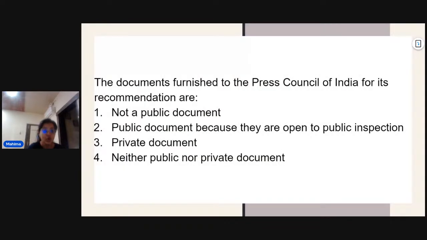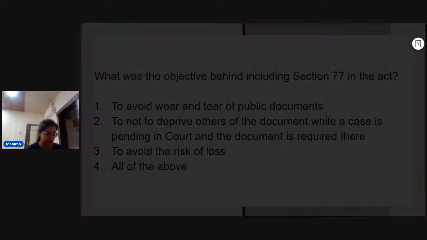Guys, from here you should eliminate two options on your own. Use elimination method in such questions. Not a public document and private document are meaning the same thing. So first and third are eliminated anyway. Even if you did not know it, you could still get it. Yes, it is a public document. Yeah, because obviously they are open to public inspection.